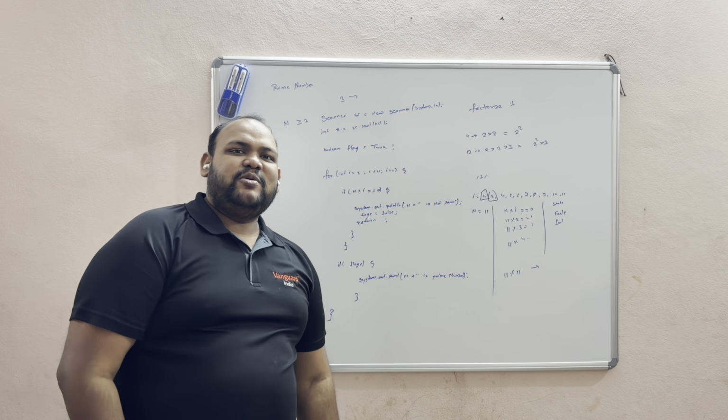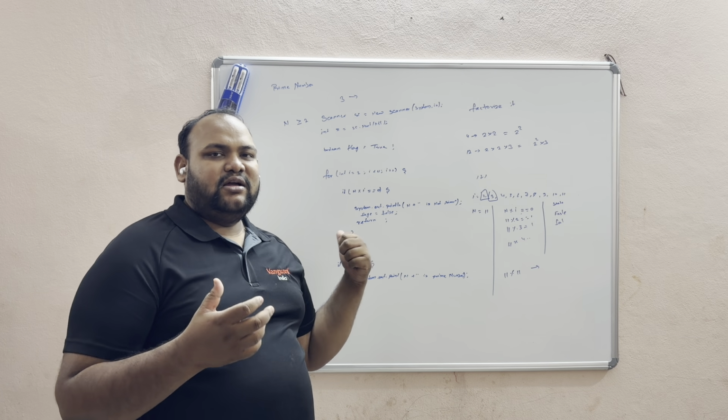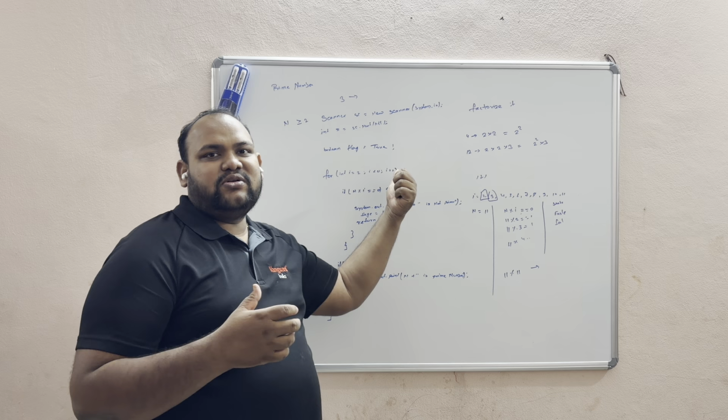In the next video we will get a more optimized code, where we have to iterate just up to the square root of n only.